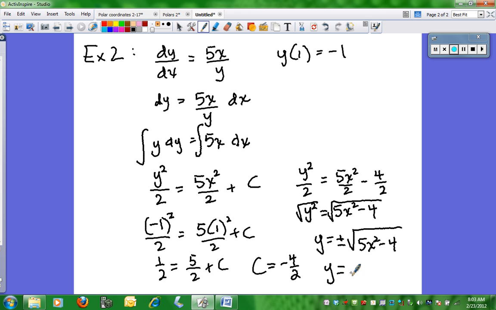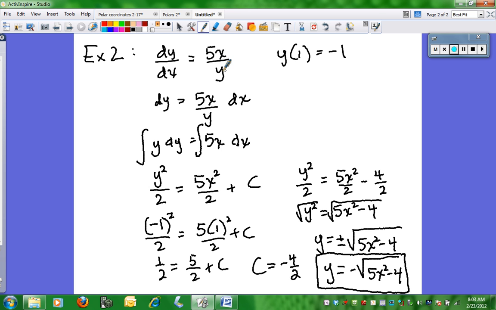If you thought it was going to be the negative square root of 5x squared minus 4, you would be correct. And why would you be correct? Because our initial condition says that it's going to go through negative 1. So it's going to have to be below the x-axis, so it's going to have to be represented by the negative square root. If this were a different initial condition, maybe a positive value, then it would be the positive square root of 5x squared minus 4.